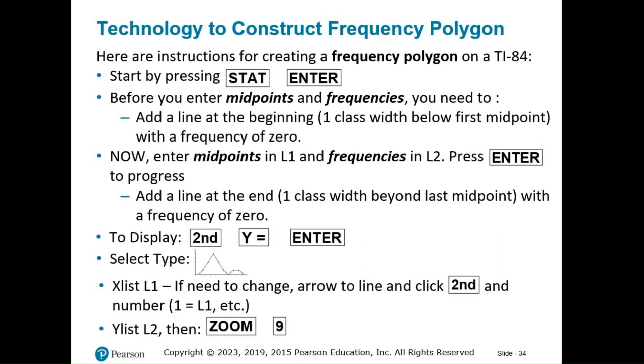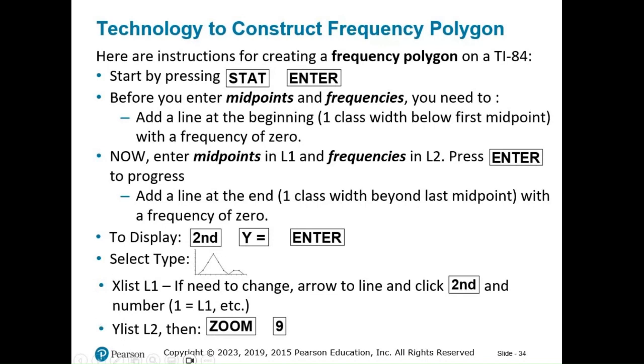Now, before you get started with these, make sure you add a line to your table at the beginning that is one class width below the first midpoint with a frequency of 0. Then add another at the end that is one class width beyond the last midpoint with a frequency of 0 to have your beginning and ending points on the horizontal axis, because we're doing a frequency polygon that has to begin and end on the horizontal axis.